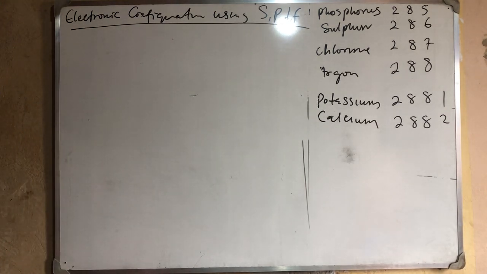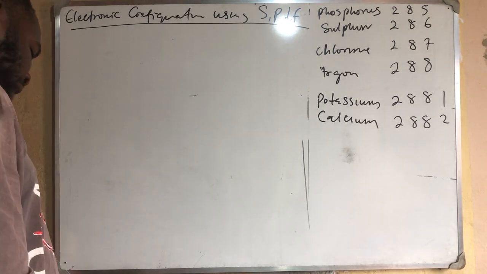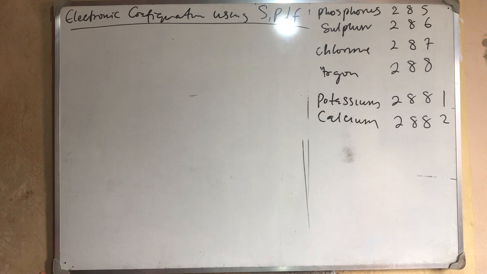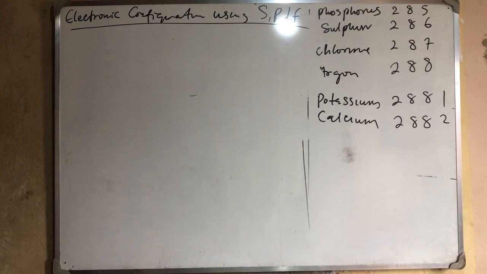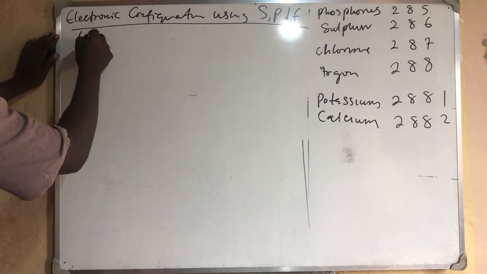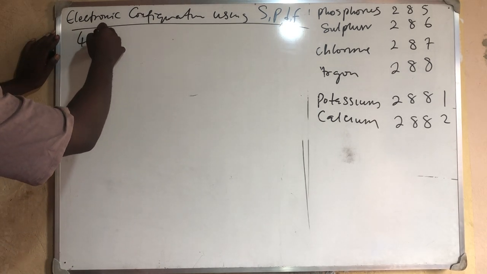In the long run of configuration, electrons are arranged in SPDF orbitals. But there are four quantum numbers which determine the energy of the electrons in the orbital. So before we talk about writing the SPDF notation, we need to know about the four quantum numbers. So write for me the four quantum numbers.